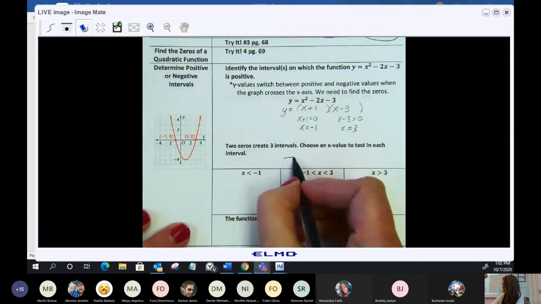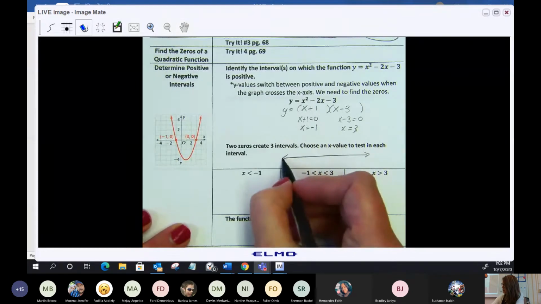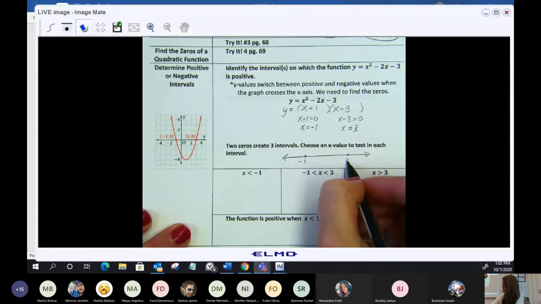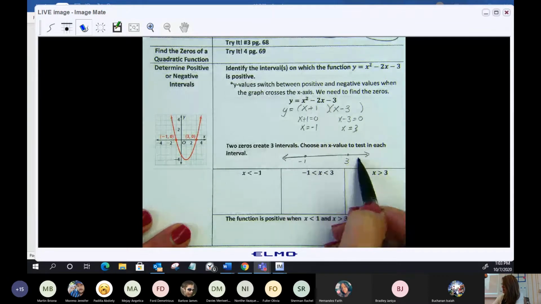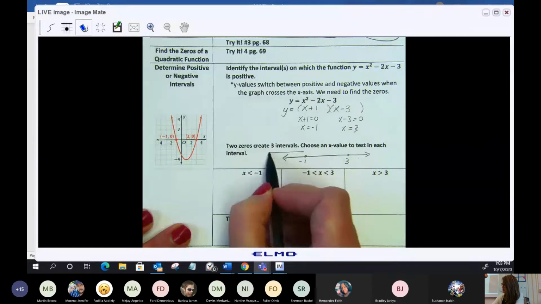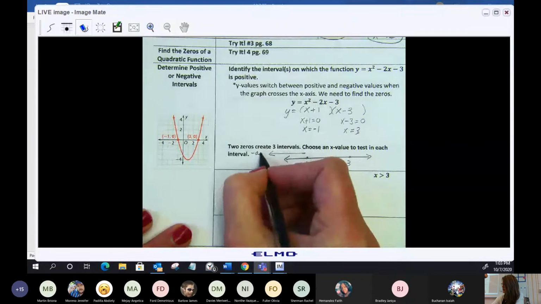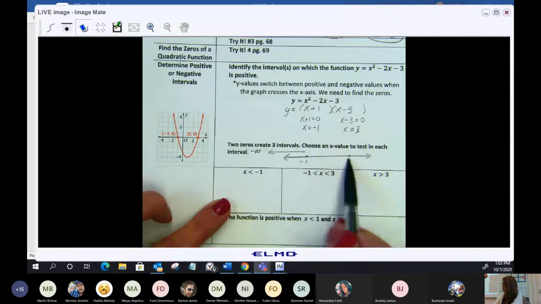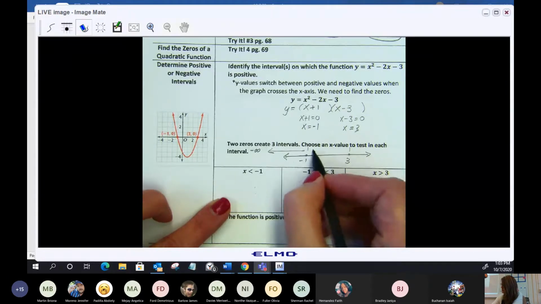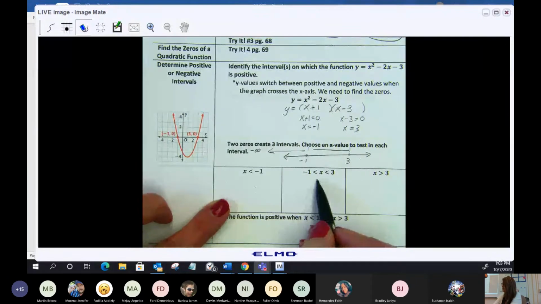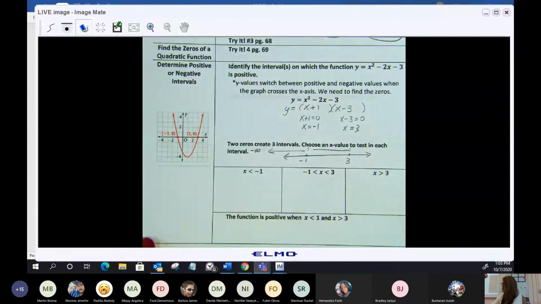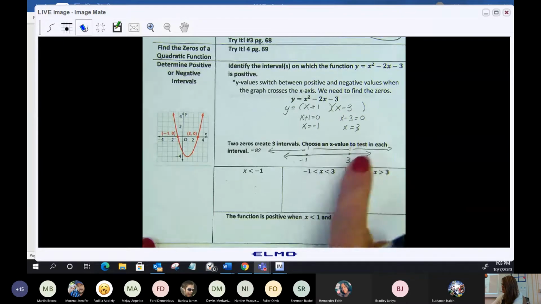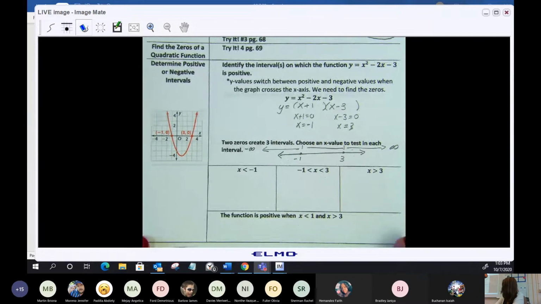Now, let's put this on a number line. This is going to create 3 intervals. If I have a -1 and a +3, I have 3 separate intervals. I have one that starts here at -1 and goes in the negative direction all the way to -infinity, so that's x values that are less than -1. In between, I have another interval where x is between -1 and +3. And my last interval is where my x values are greater than 3, going off to +infinity.